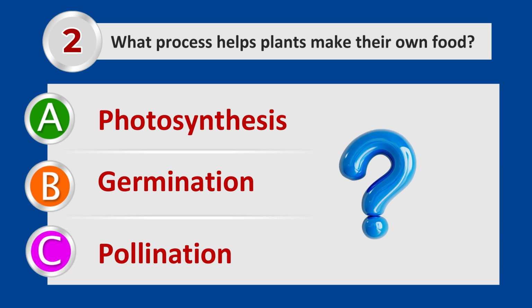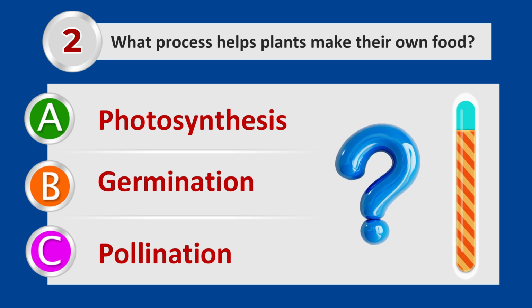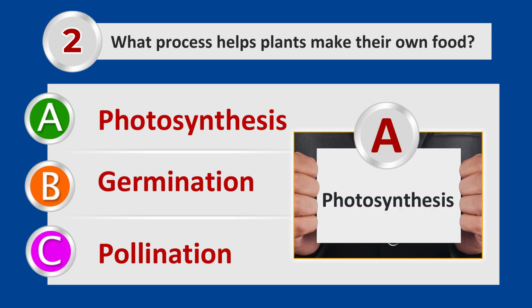What process helps plants make their own food? A. Photosynthesis. B. Germination. C. Pollination. Answer is the A. Photosynthesis.